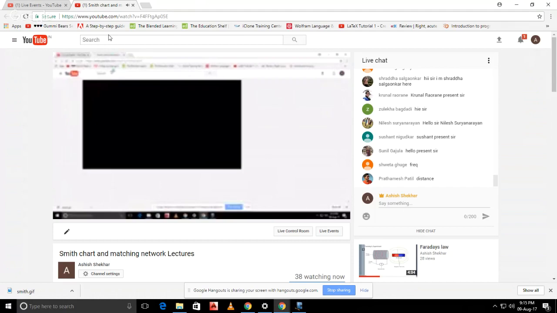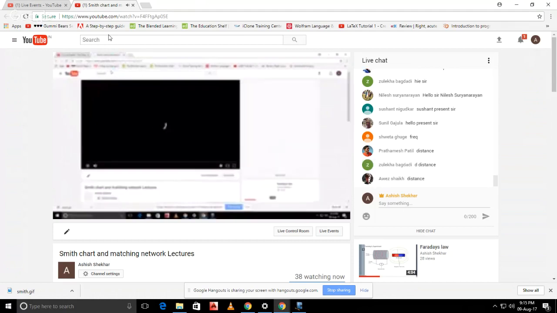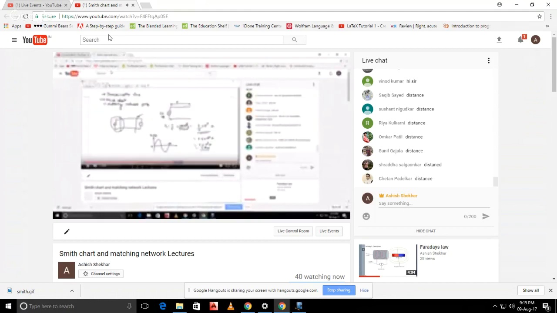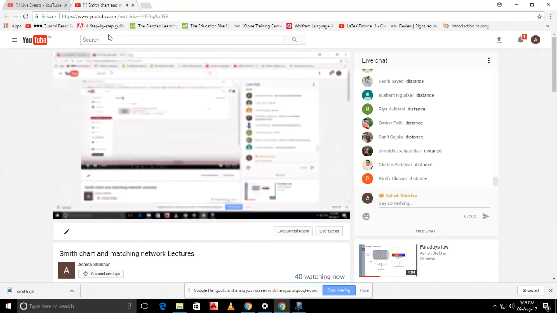Okay, Shweta is writing the x-axis should be frequency. Then Prathamesh has written it to be distance. And Nikhil also has written distance. Sakib wrote distance. Okay, Chetan also wrote distance. Shraddha wrote distance. Pratik also has written distance. Akshay also has written distance. Okay, so the majority of you have written distance.